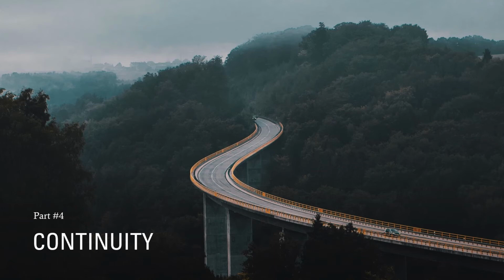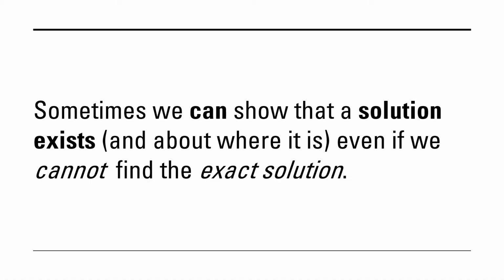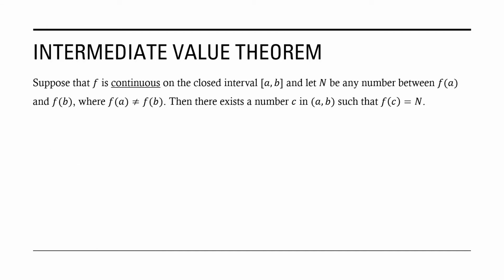Continuity, Part 4. So recall that sometimes we can show that a solution exists, and about where it is, even if we cannot find an exact solution. The way we do this is with the intermediate value theorem. So suppose that f is continuous on the closed interval a to b, and that n be any number between f of a and f of b, where f of a does not equal f of b. Then there exists a number c in the open interval ab, such that f of c is equal to n.